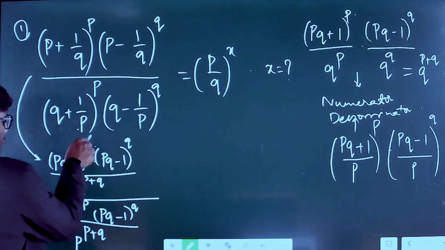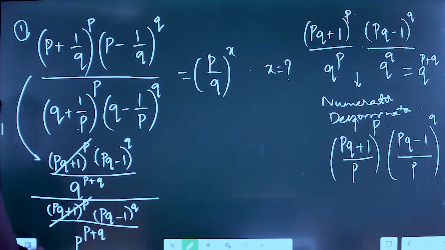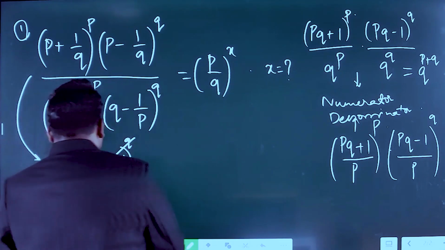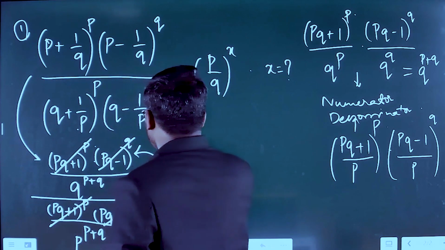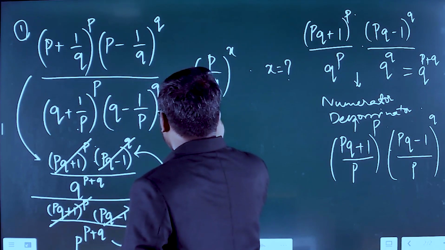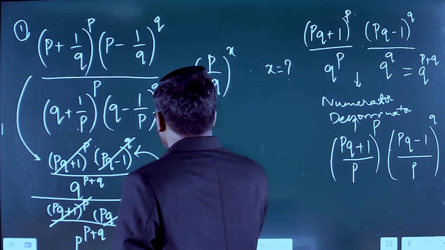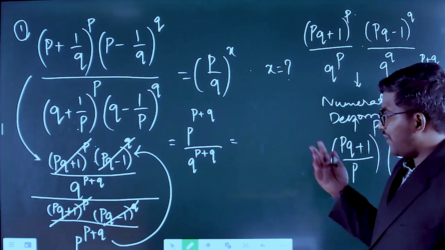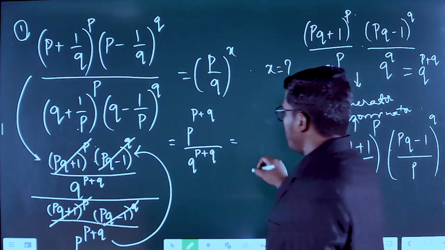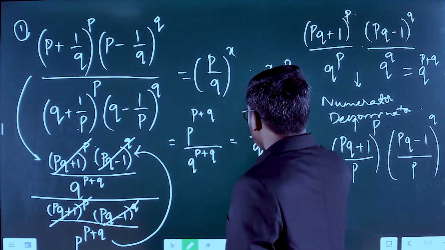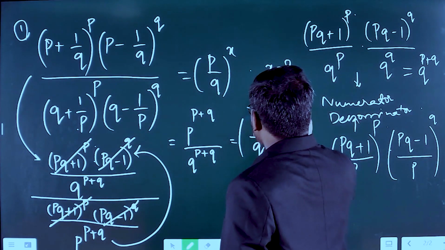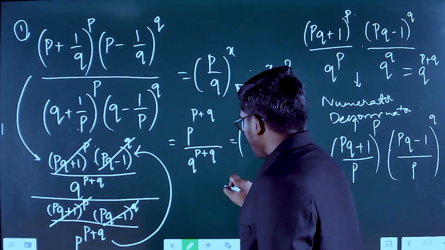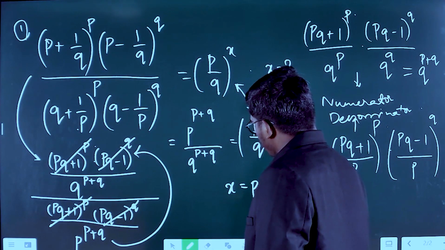If you observe, (pq + 1)^p will get cancelled. (pq - 1)^q will get cancelled. The p^(p+q) will come in the numerator. So this will be p^(p+q) by q^(p+q). a^m by b^m will be (a by b)^m. So this will be (p by q)^(p+q). If you compare it with this, x will be p plus q.